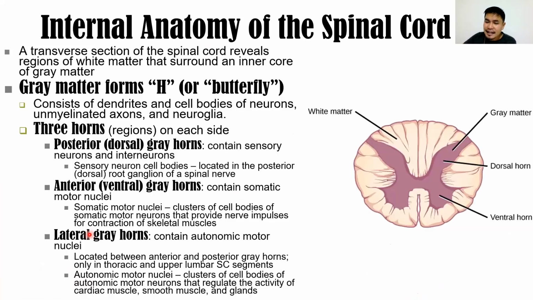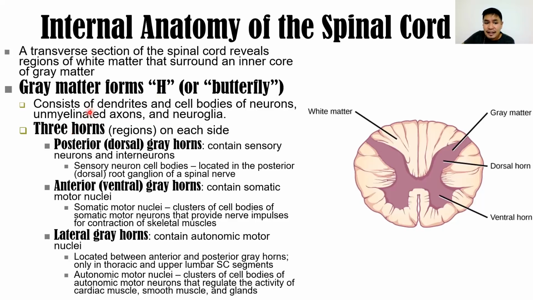Let's proceed with the internal, na anong nasa loob ng spinal cord. So a transverse section of the spinal cord reveals regions of white matter that surround an inner core of gray matter. White matter surrounds gray matter. The gray matter forms a letter H or a butterfly. It consists of dendrites and cell bodies of neurons, unmyelinated axons, and neuroglia. Unmyelinated, kaya siya gray ang color.